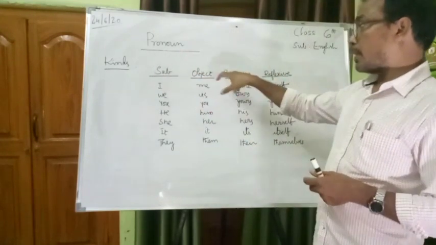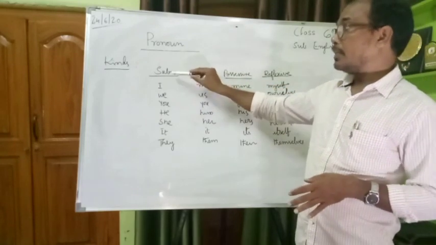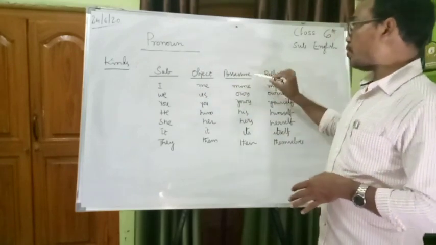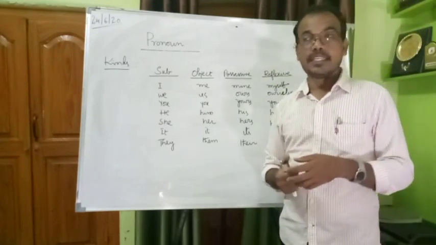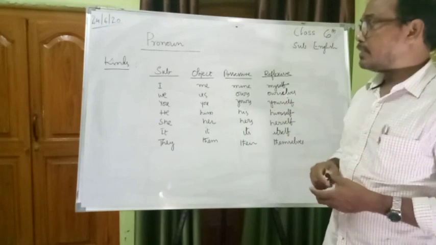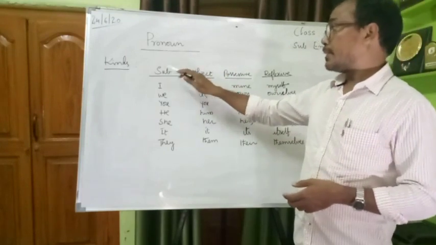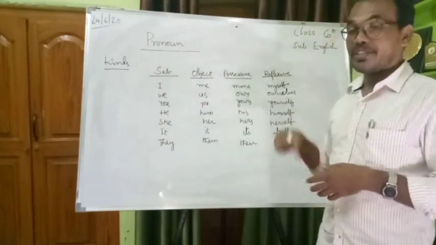The kinds of pronouns I have written on the board are subject, object, possessive, reflexive. Demonstrative is also there, this, that. Okay, go with these four things. These are important: subject, object, possessive, and reflexive.